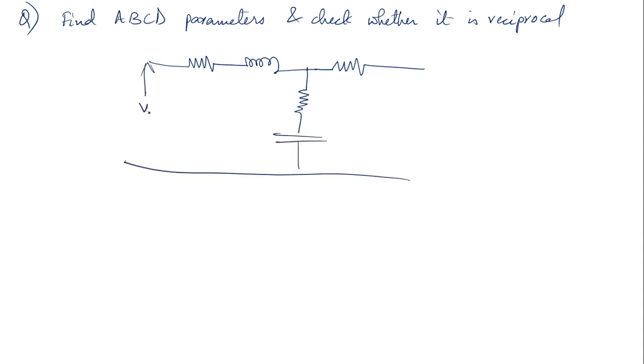Here you are having V1. This is your current I1. I'll just write the values. It is 5 ohm, 6j ohms, 3 ohm, 3 ohm, minus 4j ohms. Here you have V2 and here you have I2. And you need to find out the ABCD parameters. How do you find out the ABCD parameters?